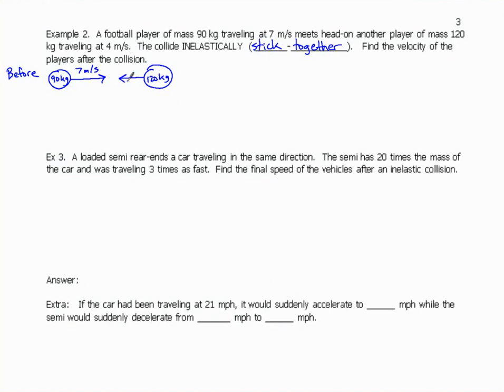And the reason I know that is because they are meeting head on. If their velocities were in the same direction, they wouldn't collide for quite a while. And so this player has a velocity of 4 meters per second, but the velocity is in the opposite direction, which means we have an opposite sign. So this larger player has a velocity of negative 4 meters per second.